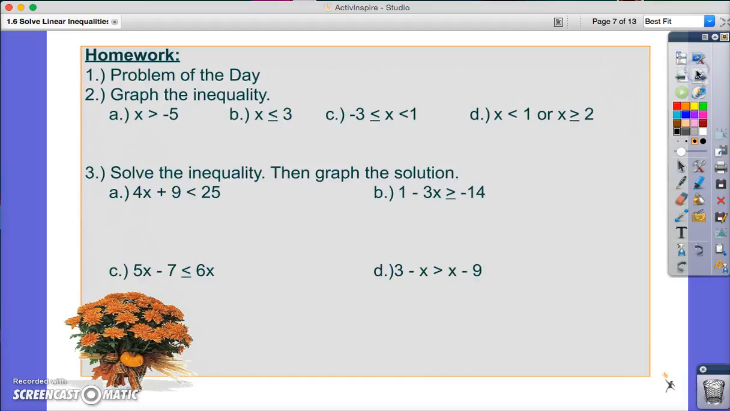All right, that brings us to the close of the first part of lesson 1.6. So here's your homework problem of the day. Number 2, graph the inequality. You could do that on paper, draw a number line, or in your notebook. Number 3, solve the inequality, then graph the solution.